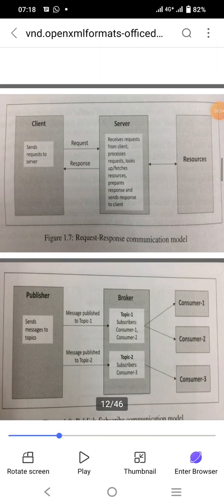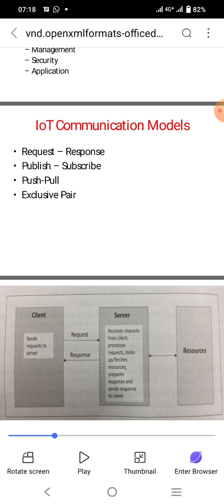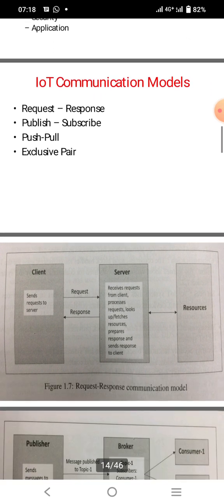This is one of the important topics in the Internet of Things: the communication models. These are the most important topics in the Internet of Things. These communication models are classified into 4 types. First one is request and response, second is publish and subscribe, next is push and pull, and the next one is exclusive pair. These are the main communication models in the Internet of Things.